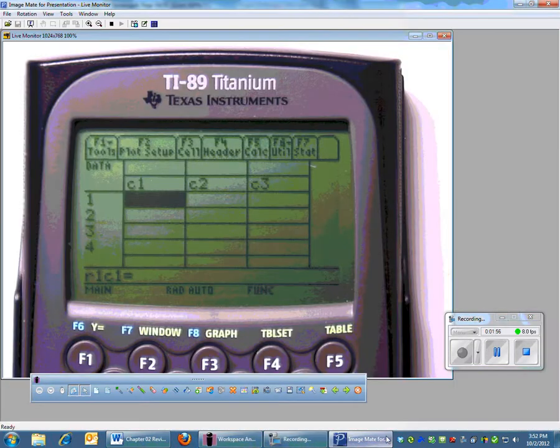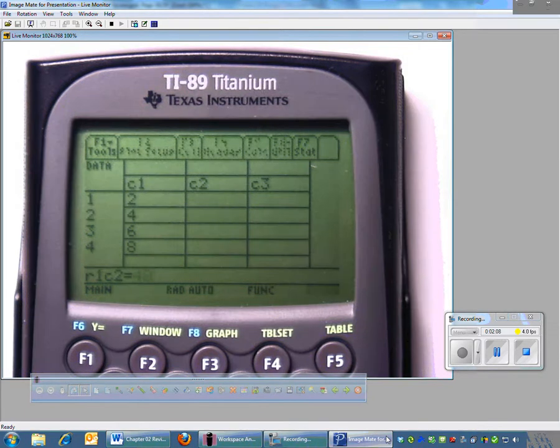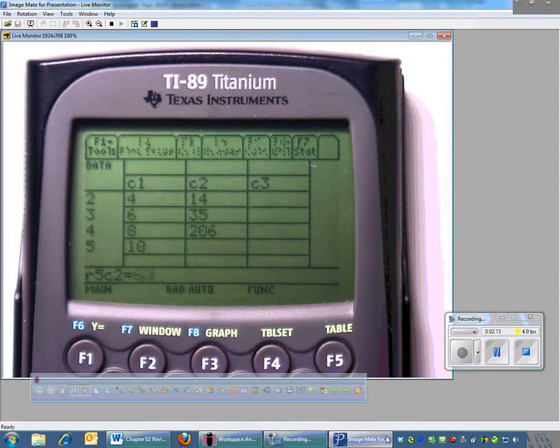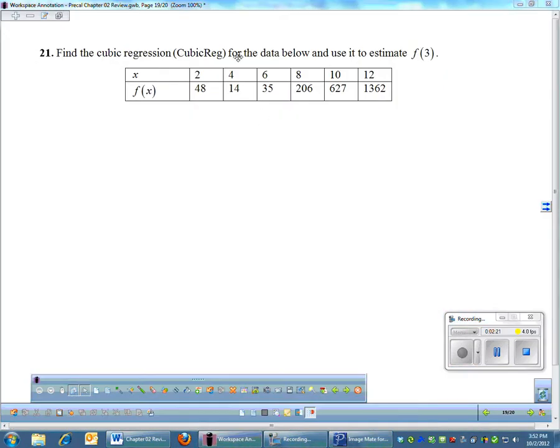So my chart right there, I'm going to have to enter that. Okay, so punch that in, and my X's are 2, 4, 6, 8, 10, and 12. And then I will go over and I will punch in my Y coordinates, which are 48, 14, 35, 206, 627, and 1362. And I punch it in. And then all I wanted you to do, if you look at the problem, is to find the cubic regression. I didn't ask you to do a scatter plot or anything like that.